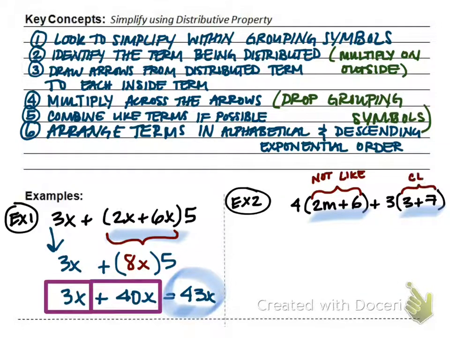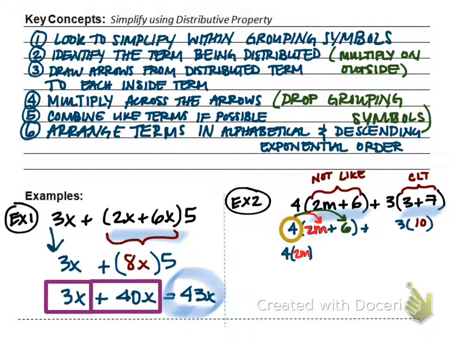So I'm going to just remind myself about that. When they're not like, this is when I get to use the distributive property. So first I'm going to take care of the easy part and use my combining like terms and drop down 3 plus 7 to give me the 10. And drop everything else down and go 4 times the quantity 2m plus 6 plus 3 times 10, which of course is going to simplify to 30.